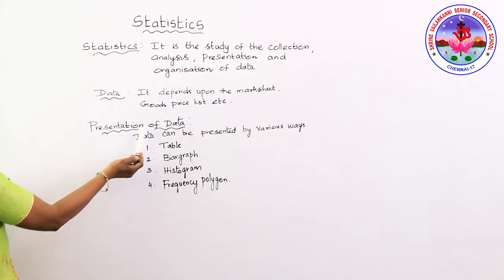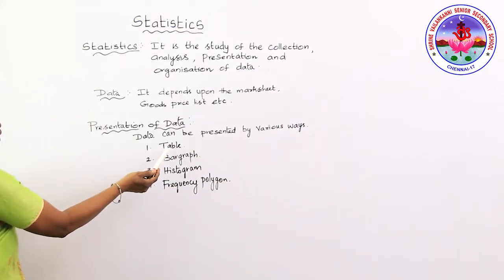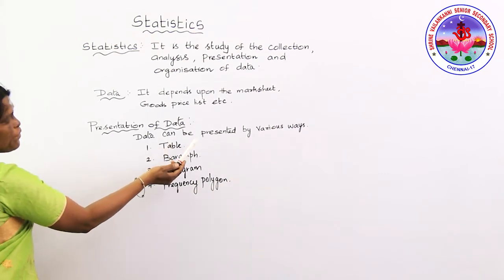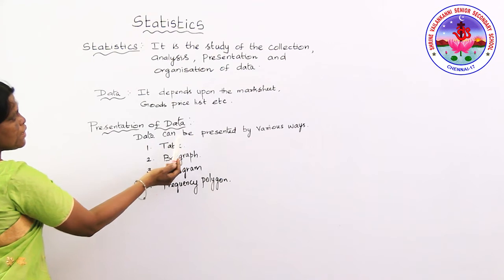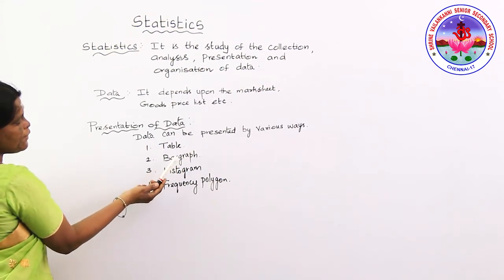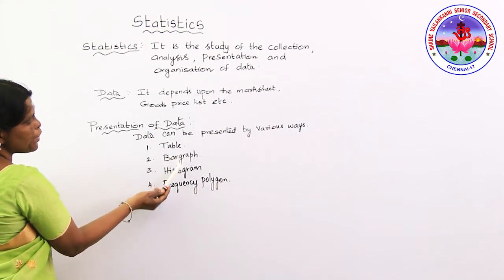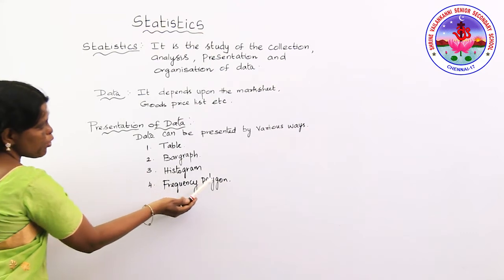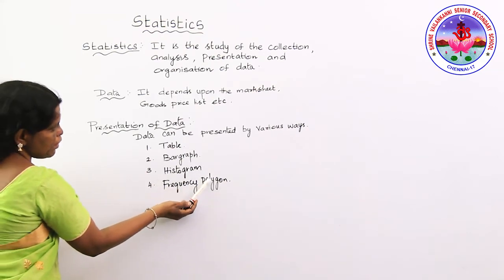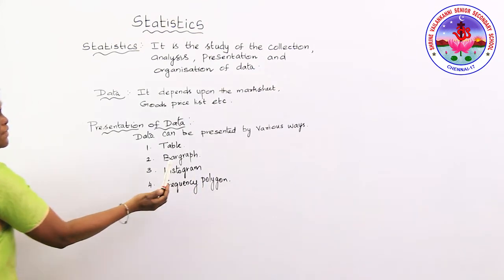The presentation of data can be done in various ways. First one, table form, where we use tally marks and find the number of times the value occurs. Second one is the bar graph, which is a graphical representation, and the histogram, which is also a graphical representation to denote the data. The frequency polygon denotes the curve representation to determine your data.